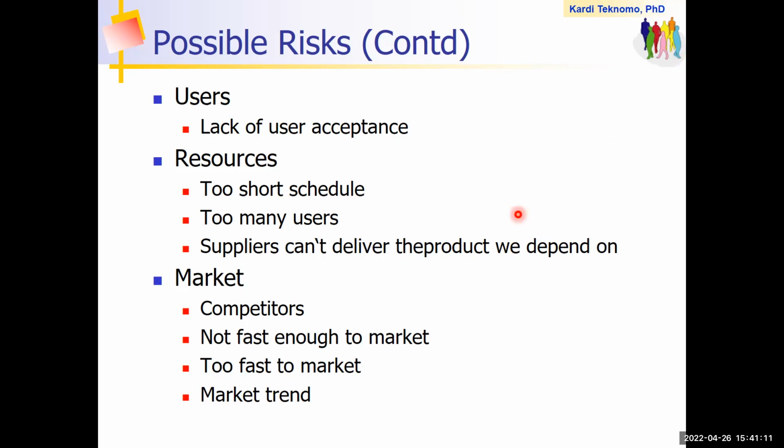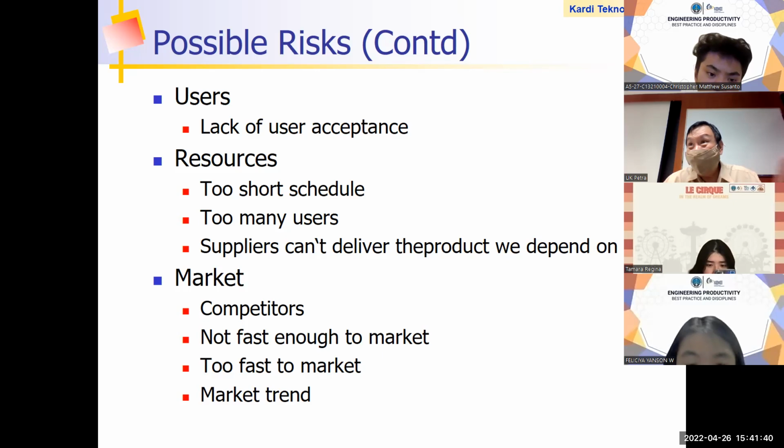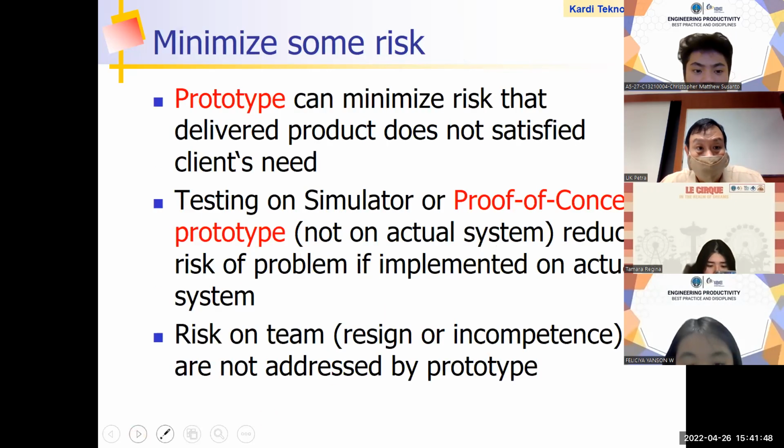Too fast to market, what's the problem? The market is not used to it. This is a new thing for them, they don't want to use it, so you need to educate the market. After you educate the market, someone else enters and takes over, then you're in trouble. So again, it's not as easy as just developing the software. Marketing is also part of it.